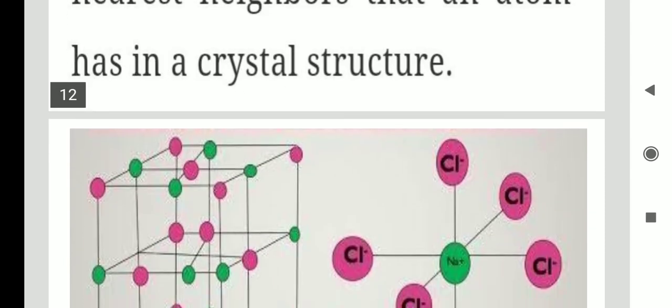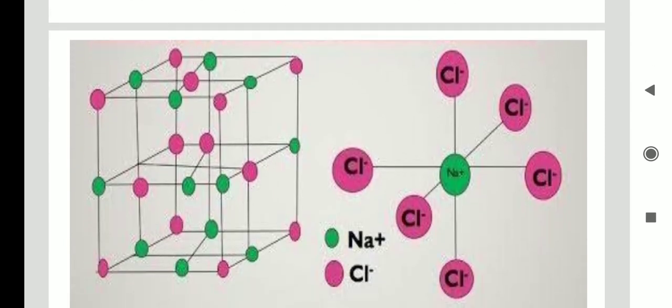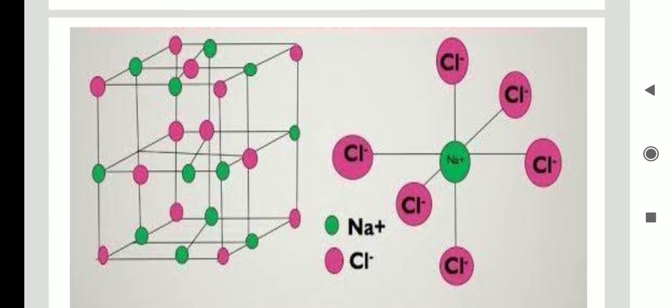For example, I consider the sodium chloride structure. We know that one sodium interacts with chlorine, and chlorine interacts with sodium. This pattern is repeating, that's why we define it as a sodium chloride crystal structure. See here, sodium interacts with 6 chlorines. Not only 6, many chlorines interact with the sodium, but the nearest neighboring atoms for the sodium are how many chlorines? There are 6 chlorines. That's why the coordination number is 6.